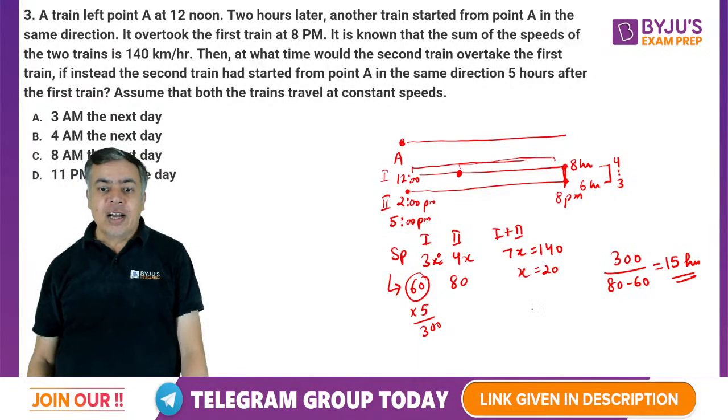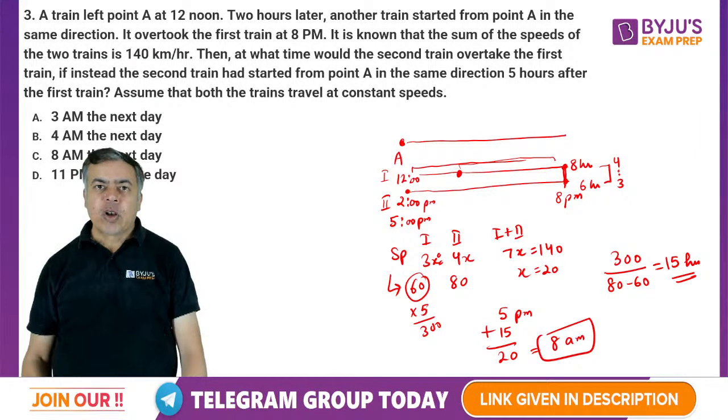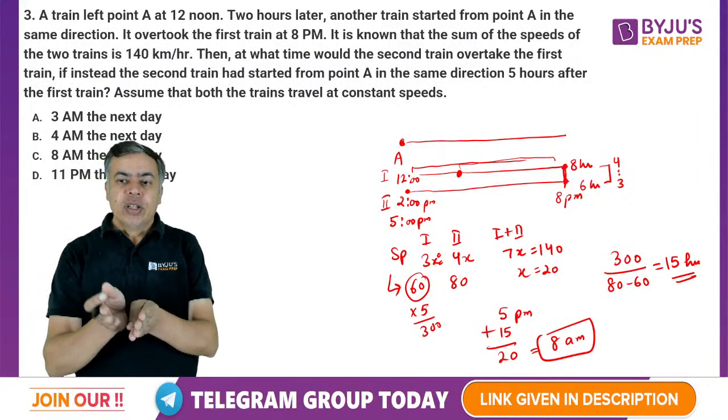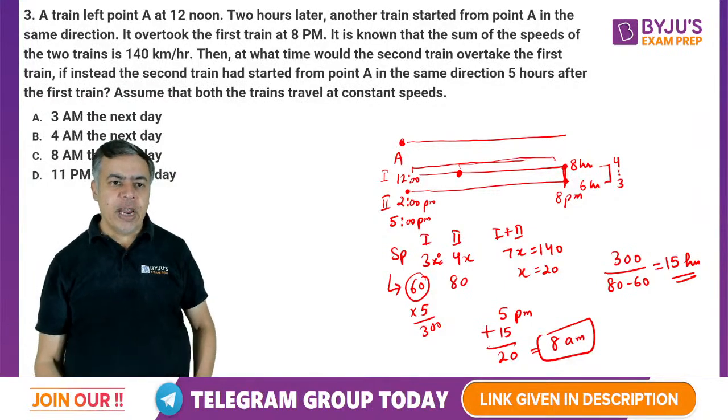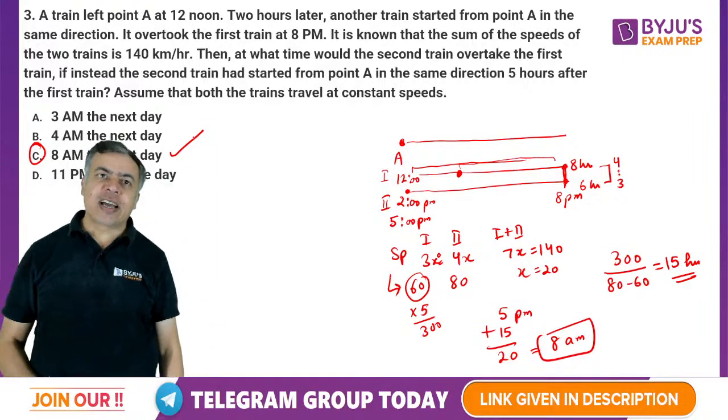Now it is taking 15 hours after 5 p.m., because at 5 p.m. it will start. After 5 p.m. you take 12 hours first, it becomes 5 a.m. Then 3 more hours, it becomes 8 a.m. the next day. So option C, 8 a.m. the next day, is the correct answer.